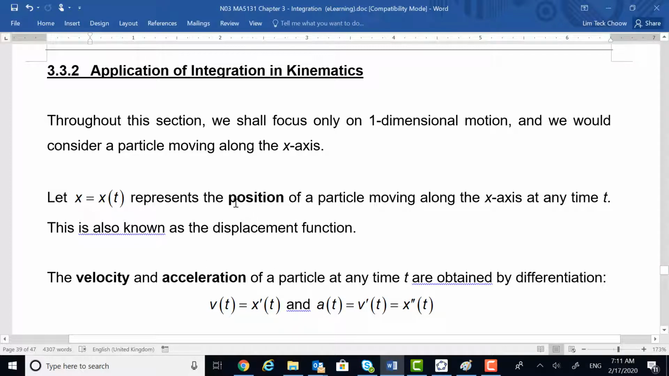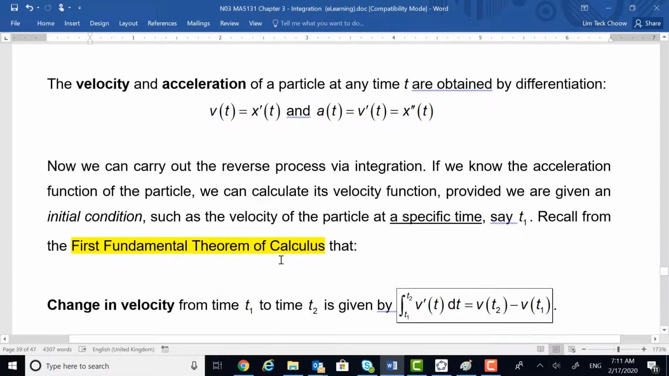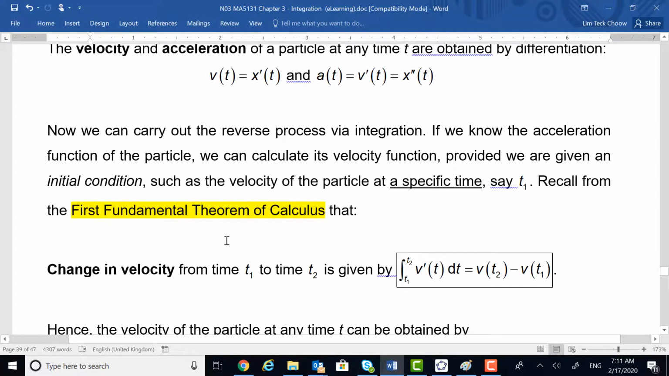What is displacement? This is displacement, the position of a particle from a fixed point. In this case, the point is the origin. Okay, so now if you use the first theorem, integrating v prime. v prime is actually the acceleration. You integrate v prime, right? Integrating v prime, you get a change in velocity, right?